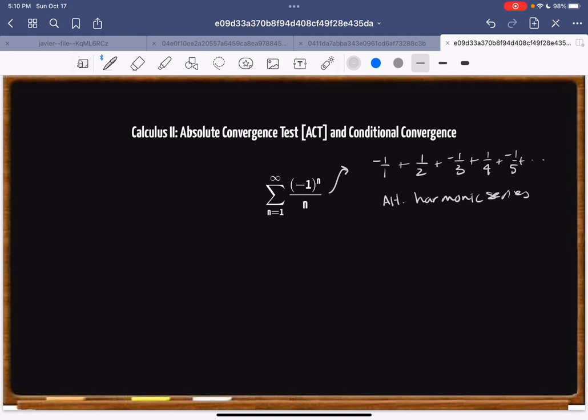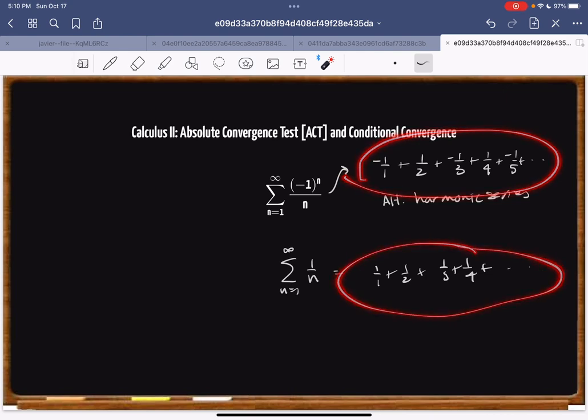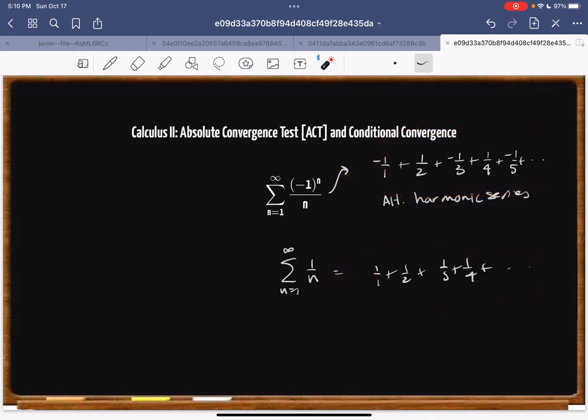And it's called this because it's very much related to this series, 1/n, as n runs from 1 to infinity. This one looks like 1/1 plus 1/2 plus 1/3 plus 1/4, and so on and so forth. This one is almost identical to this one, except of course you've got the alternating signs on this one, which you don't have on the regular harmonic series.